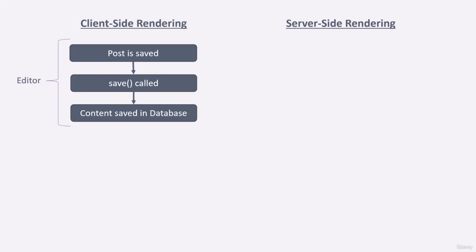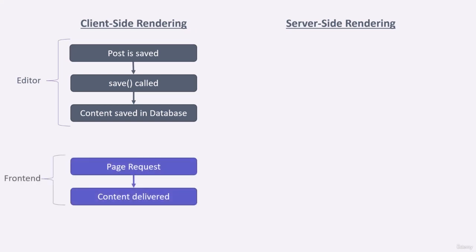On the front end, if the page is requested, WordPress will search for the page from within the database. The content saved in the database will be sent to the browser. WordPress will not process the content further since it's ready out of the box. You can think of client-side rendering as a fast food restaurant. By the time you've arrived at the restaurant, your food is ready. You're in and out within minutes.